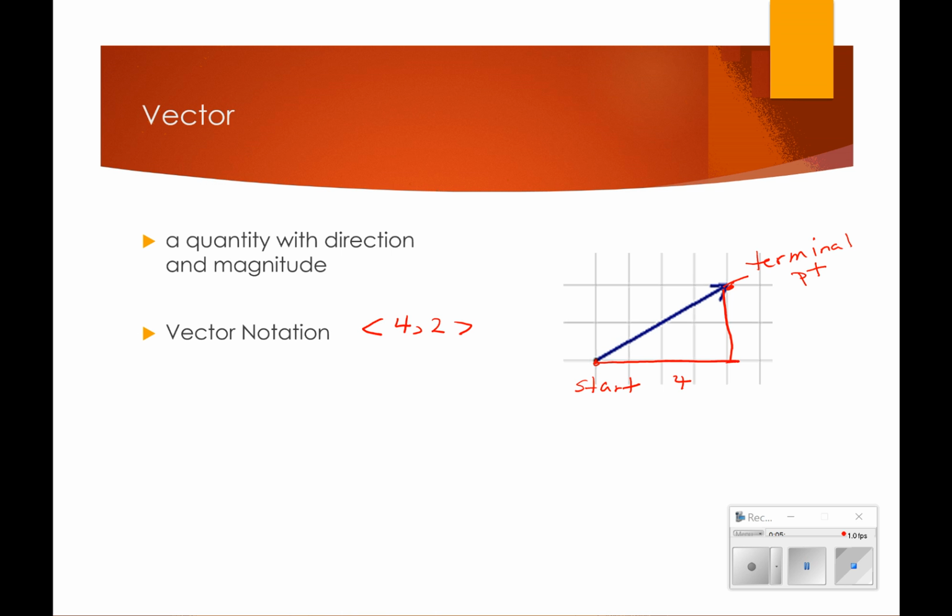And notice I'm using these things that look like greater than signs and less than signs. That tips me off right away that that's a vector, just like parentheses tip you off that it's an ordered pair. So if I have <3, -4>, it means that I'm going to go right 3 and down 4. So it's just another notation for you guys to know.